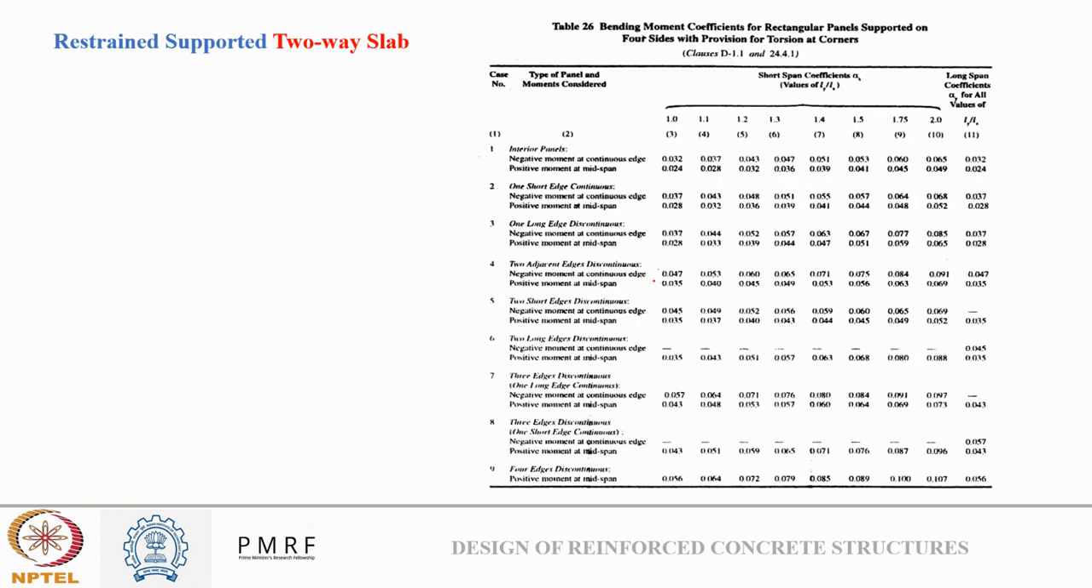Now for all these nine categories, IS code defines the values of alpha x and alpha y. These are the values showing how you get alpha x and alpha y based on the restraint. If I have an interior panel, what will be the case? If I have a four edge discontinuous system, what will be the case? If I have a two short edge discontinuous system, what can be the case?